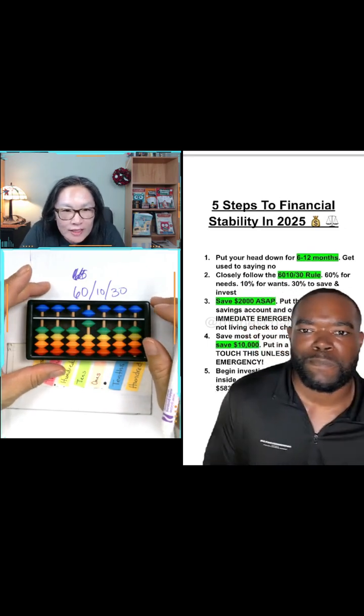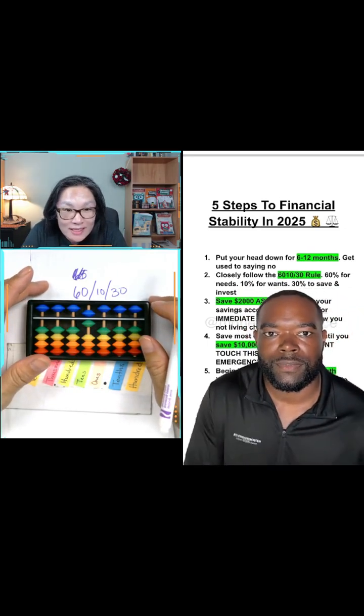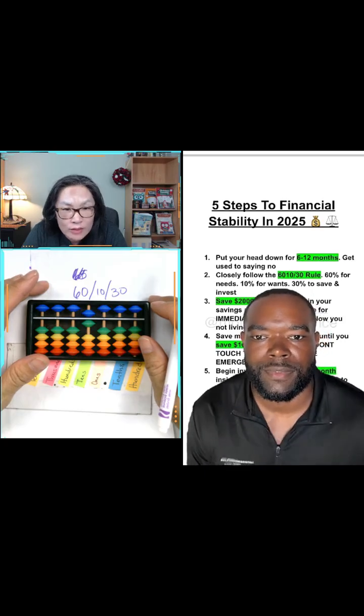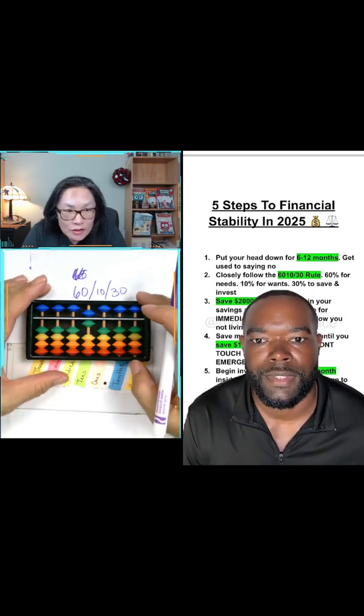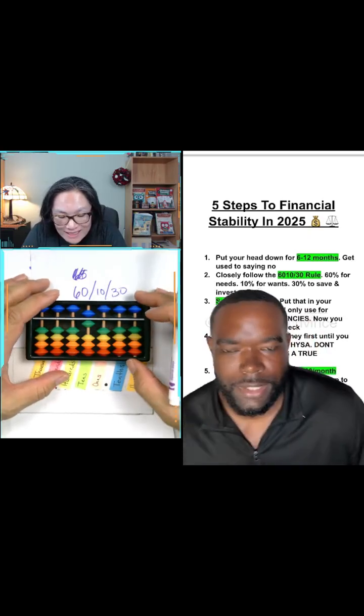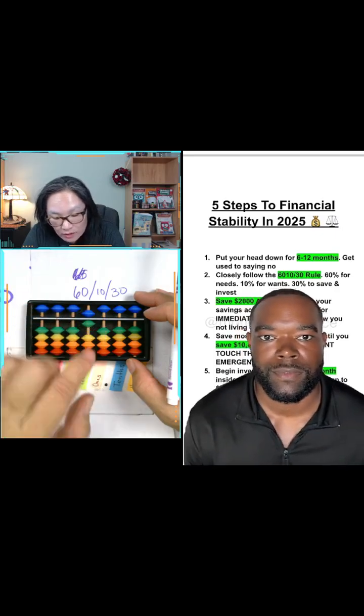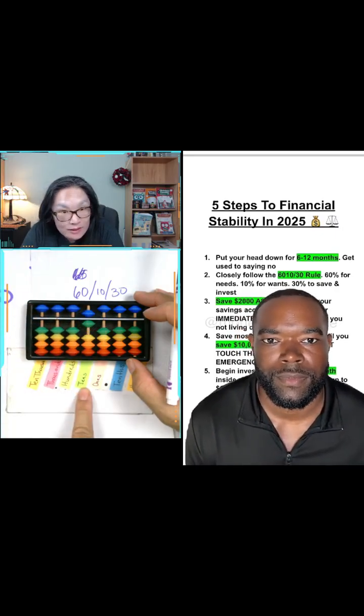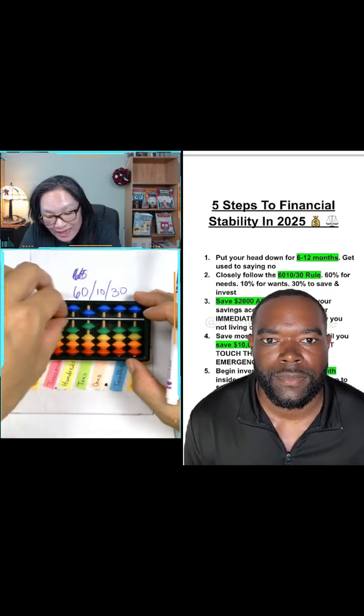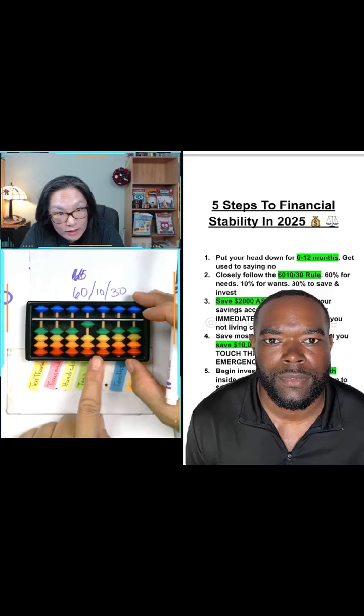Okay, so here he has the 60, 10, and 30 rule. Is that what it is? Yes. So on the abacus, if you were looking for 60, 6 is a 5 and a 1 here, and there'll be a 6 and a 0. So notice we have our 1s and our 10s. And then our next number he has is our 10. So 10 would look like a 1 and a 0.